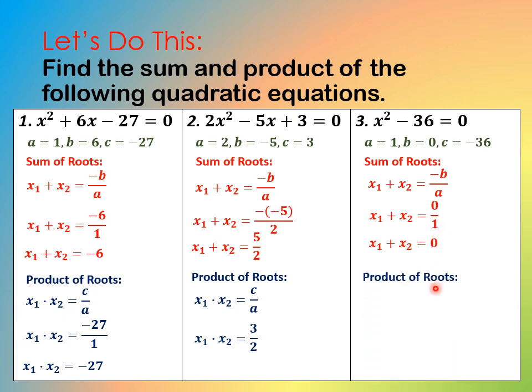For the product of roots, we have C over A. What is C? That is negative 36 over, what is A? That is positive 1. So we have negative 36 divided by 1. The product of roots of x squared minus 36 is equal to 0 is negative 36.